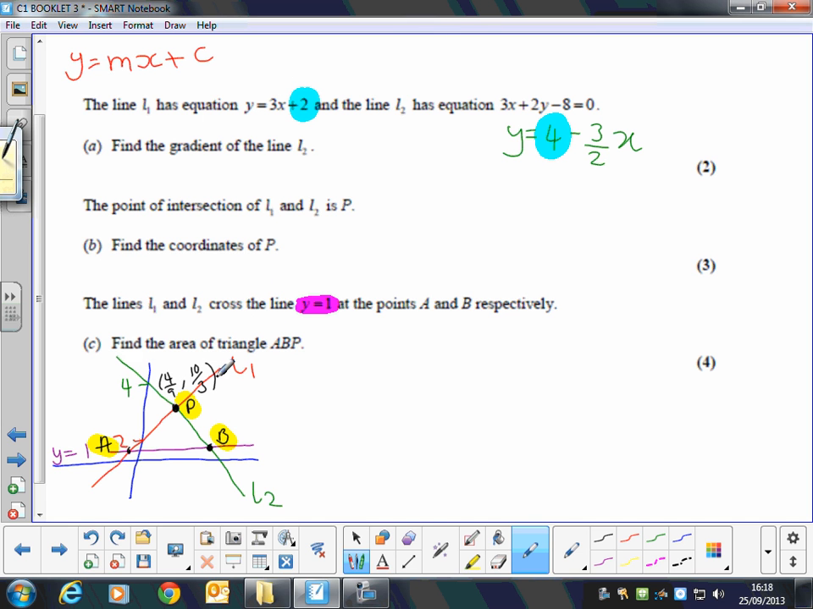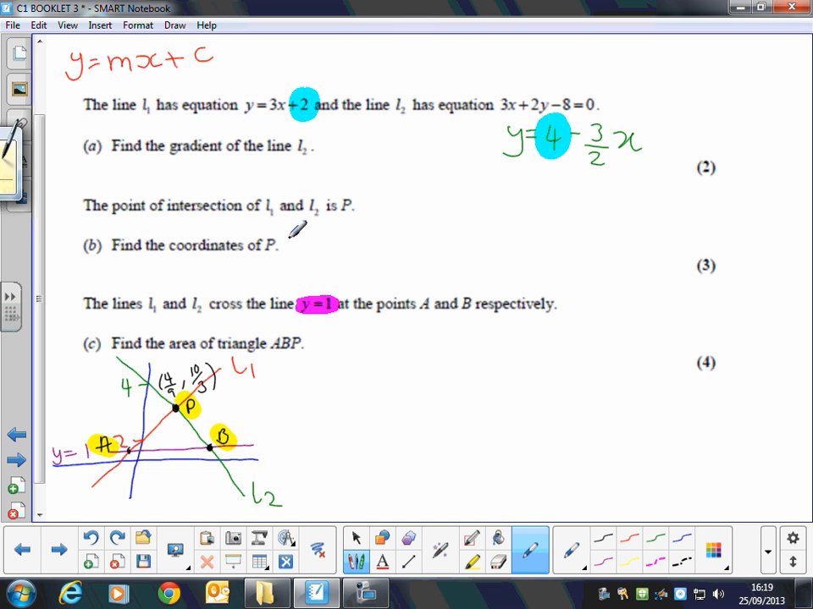It's a positive gradient. The line L2, we've not been given that in the form y equals mx plus c, but for part A, we rearranged it to get it into that form, and this is what we were left with. So this is our c, which is our y-intercept. So the line L2, which I've got here in green, crosses the y-axis at 4. So that's the y-intercept. And our gradient is minus 3 over 2, which is negative, so that's why the line L2 is downhill.